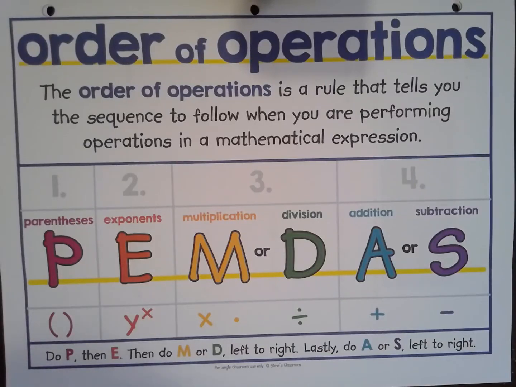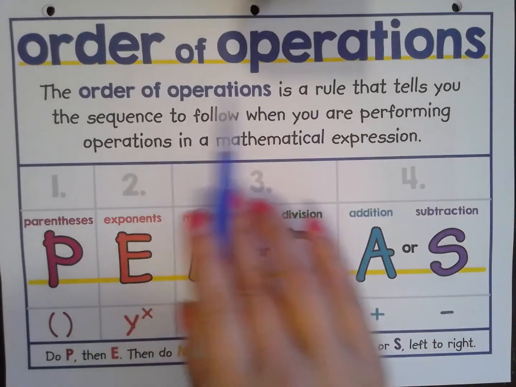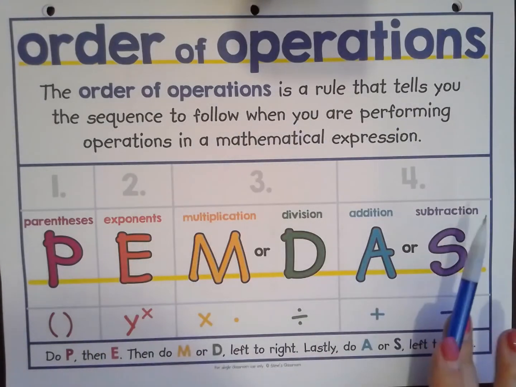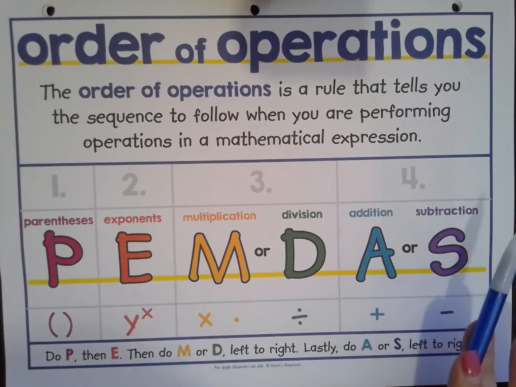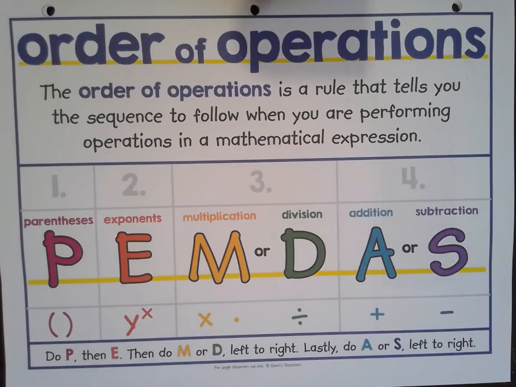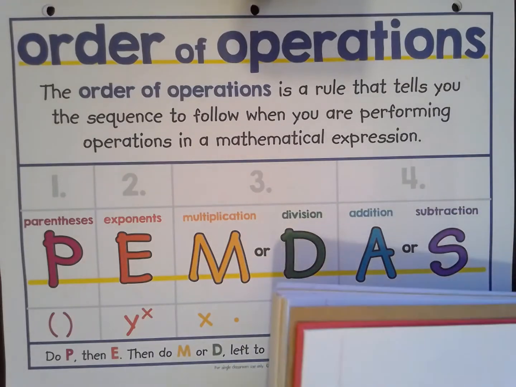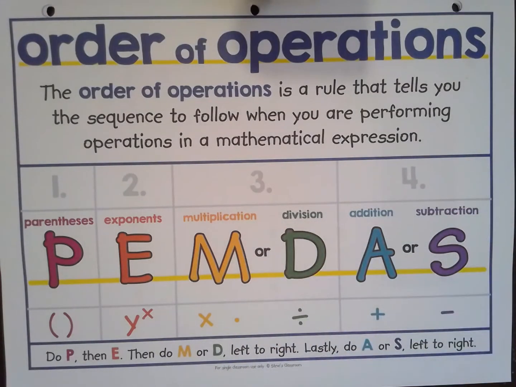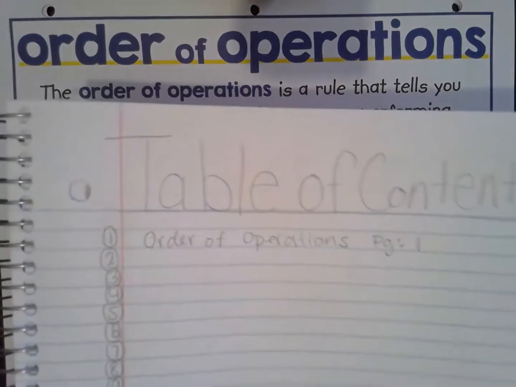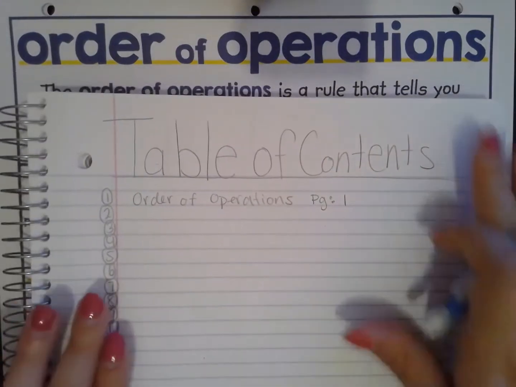Hey, so today's lesson is going to be on order of operations. We have our definition here and we have our 4 steps right here. What I'm going to ask you to do right now is take out the notebook that I asked you to label yesterday with your table of contents and page numbers. So here is my table of contents, which is literally on the front page.